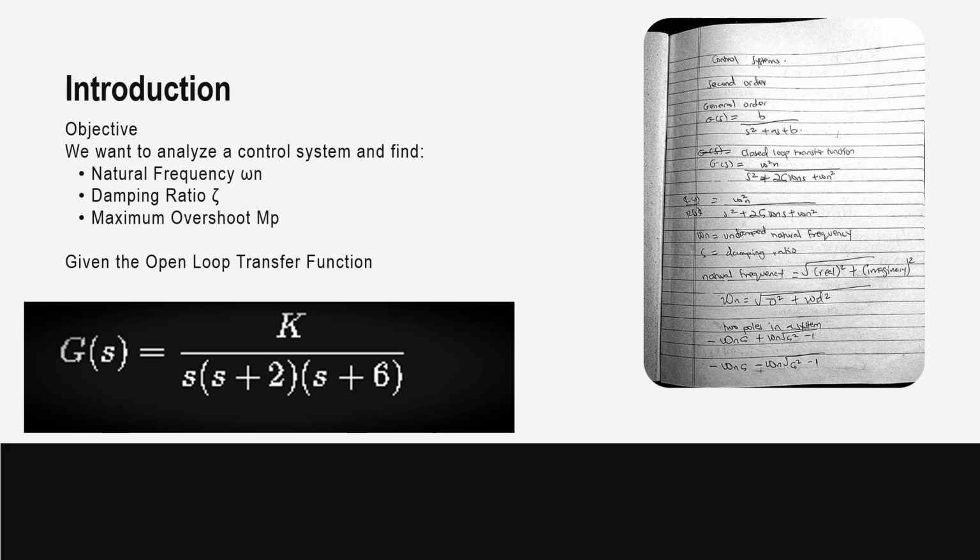So, the main objective today is to analyze the control system and find the natural frequency, damping ratio, and the maximum overshoot. And to obtain these parameters, we begin with the open loop transfer function. We analyze the system using standard.